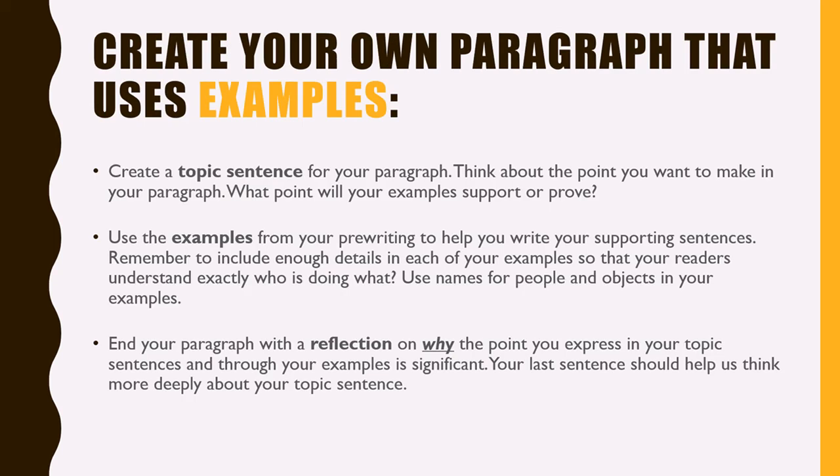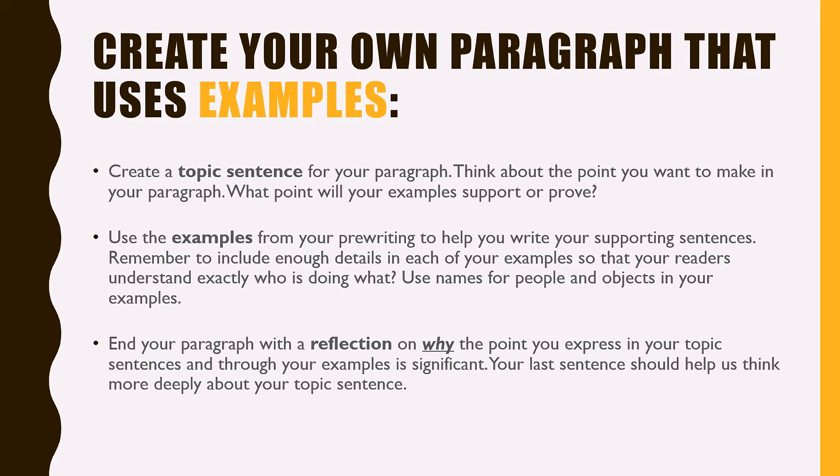Okay, so now that you've done some pre-writing and you understand a bit more about examples and how to create specific examples, I'd like you to try to create a paragraph of your own. So the first thing you want to do is create a topic sentence for your paragraph. So think about the point you want to make in your paragraph. What point will your examples support or prove? So in my case, my example was my mother was a genius for having family slumber parties. Think about what point you want to make and create a topic sentence to express that point.